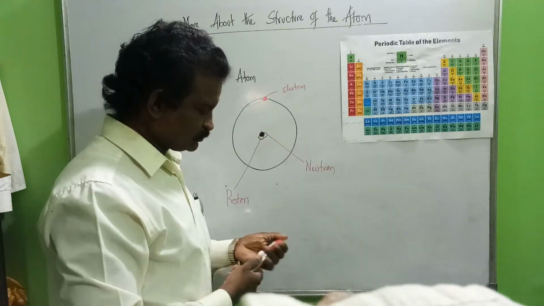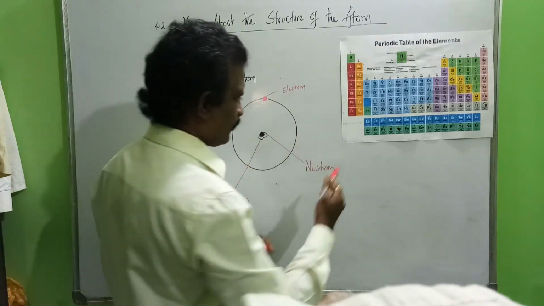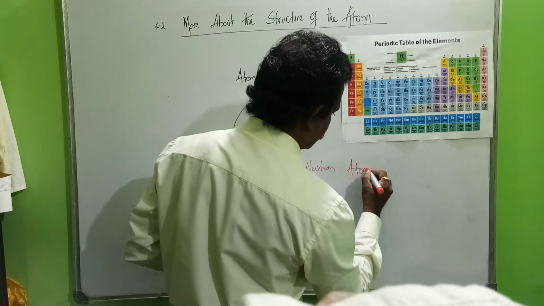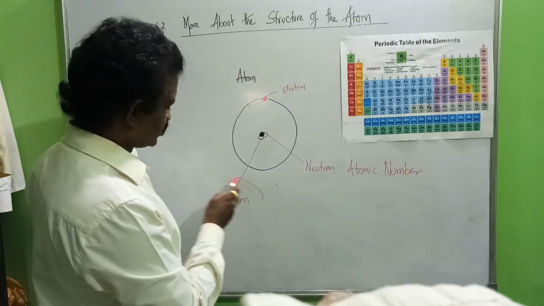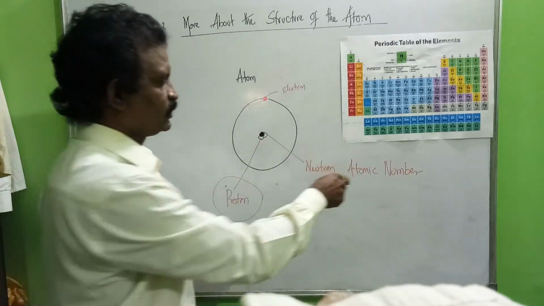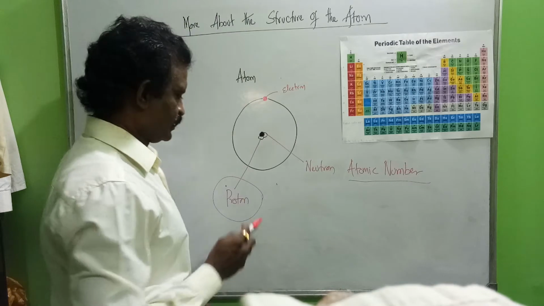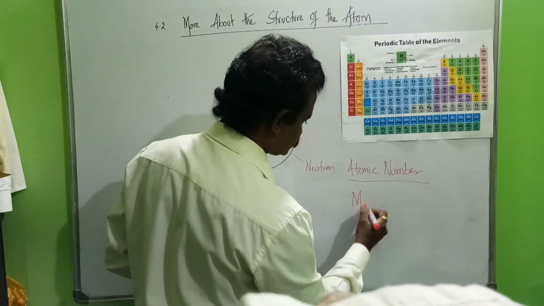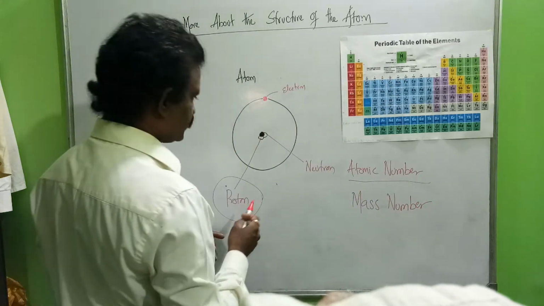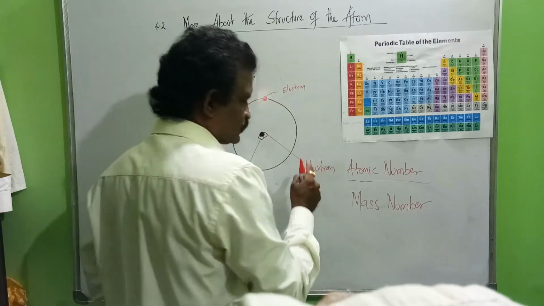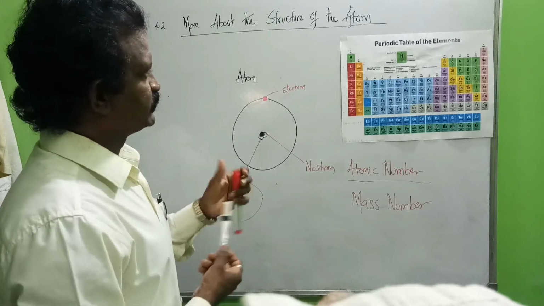Now, first you should know what is atomic number. What is atomic number? Number of protons present in an atom, in an element, is called atomic number. Next one is, what is mass number? Mass number is the number of protons and neutrons put together. Is it clear? Now, how is that represented?